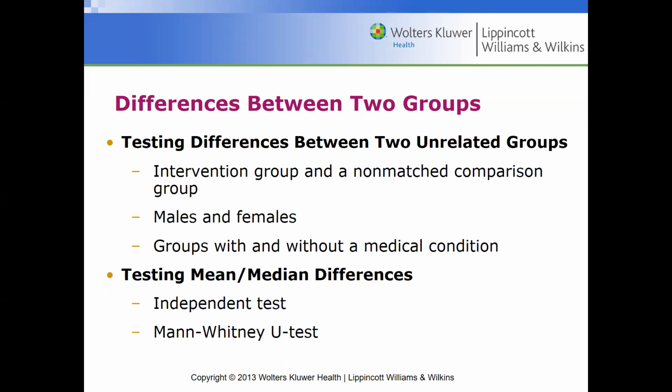What we do with this test is it's a test of testing mean and median differences. And so an independent t-test or a Mann Whitney U test are the two different types of tests we're going to cover.